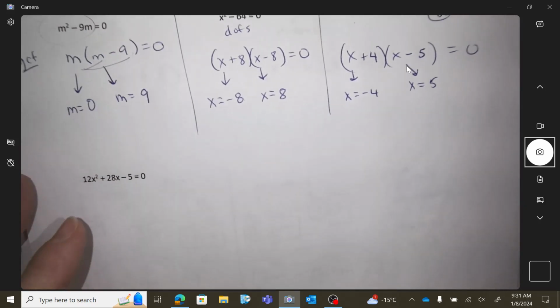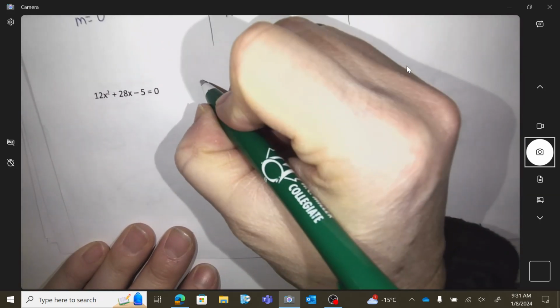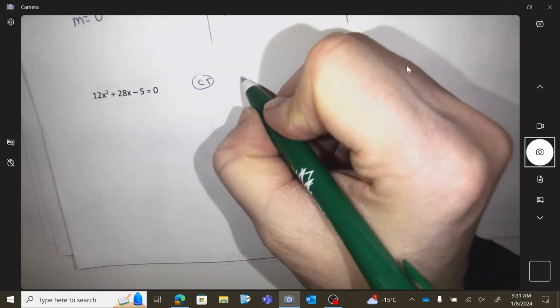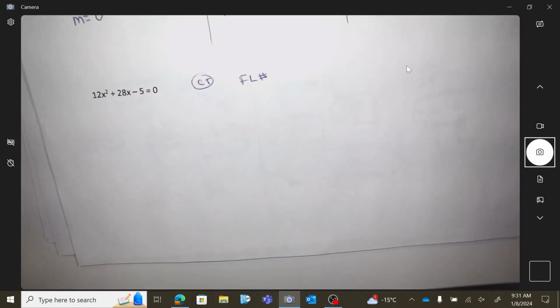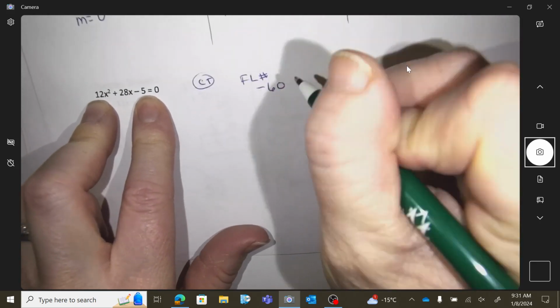Okay, so the last one, you guess what I gave you? I gave you the hardest one, a complex trinomial. Okay, so we're going to go flow number. So 12 times -5, that would be -60.